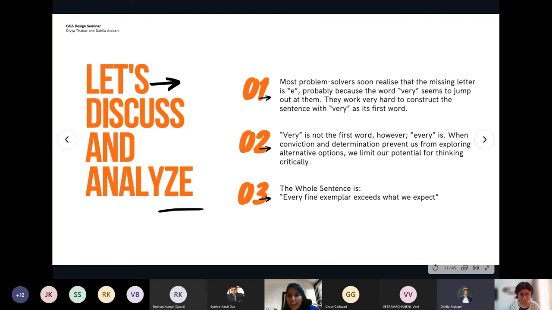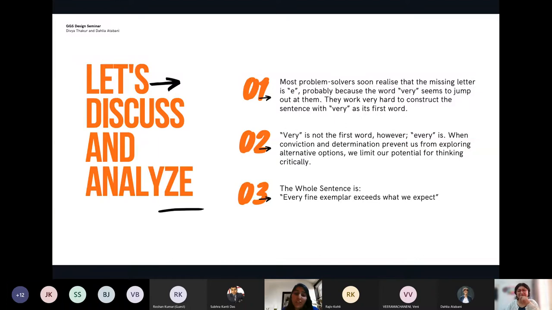Please go ahead. So we are very happy to see your answers, and almost everyone who has written in the chat box is able to find out that the letter missing here is E. Definitely the letter missing here is E, but the first word that will come into your mind is very. But here the first word is not very, it's every. So what we want to tell you here is that conviction and determination prevent us from exploring alternative options. So when we think from only one perspective, we are limited to a particular level. We limit our potential for thinking critically.